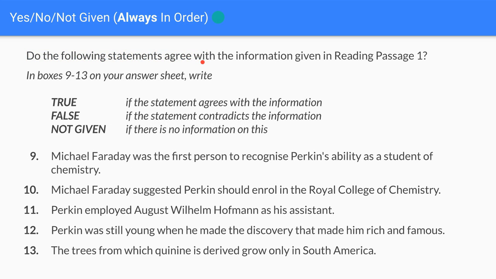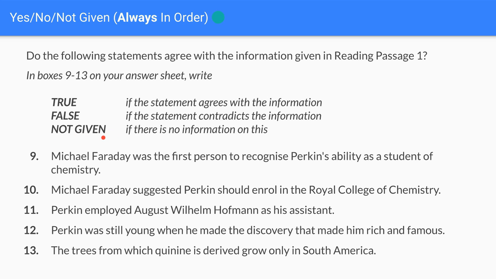Now, the next question type is the yes, no, not given, also known as the true, false, not given question type. And here, you simply have to decide whether each one of these questions are true, false, or not given. If the statement agrees with the information, then the answer is going to be true or yes. If the statement contradicts, in other words, does not agree with the information, then it's going to be false or no. And finally, if there is no information given about what the question is asking for, then that is simply going to be not given.